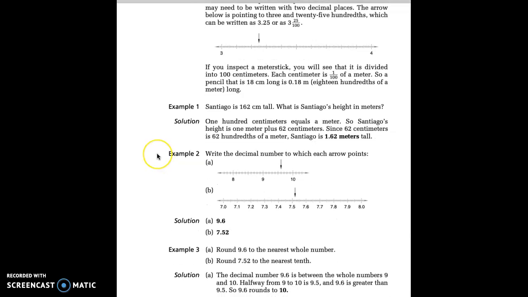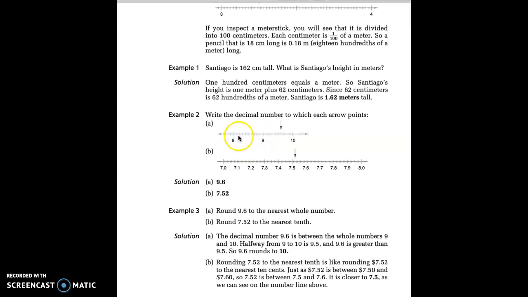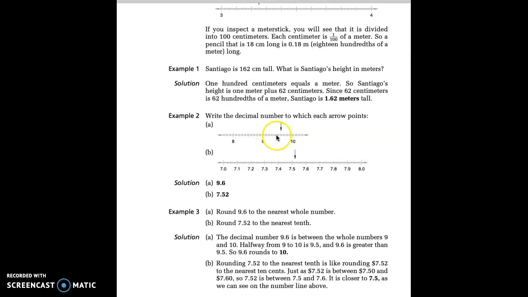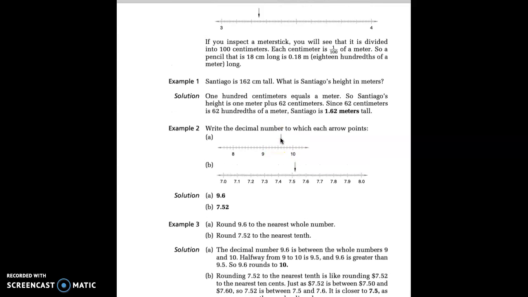So let's look at example 2. It says write the decimal number to which each arrow points. So again, we want to count between each of the whole numbers to find out how many hatch marks there are. If we count 1, 2, 3, 4, 5, 6, 7, 8, 9, there are 10 total, then we know that 1, 2, 3, 4, 5, 6, this decimal part, or where the arrow is pointing, is 6/10ths of the way to 10. So we would write it as 9.6, or 9 6/10.